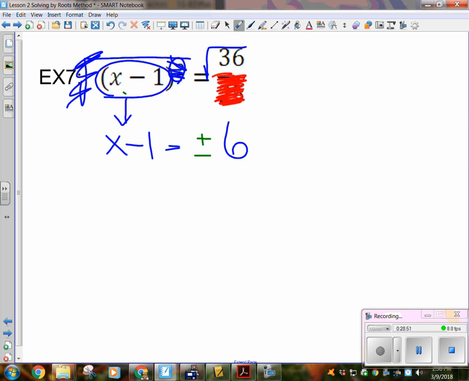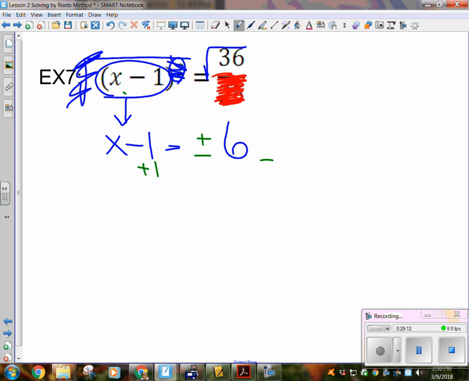How many possible answers are there? 2. This will be the first problem we've done today where you're going to have 2 different numbers and not just plus or minus of the same number. Because I'm not done yet. How many answers is right here? 2. Positive 6, and then what? Negative 6. But I still don't have x by itself, so how do you get rid of -1?